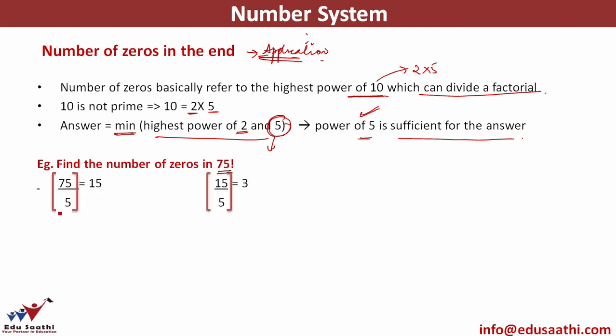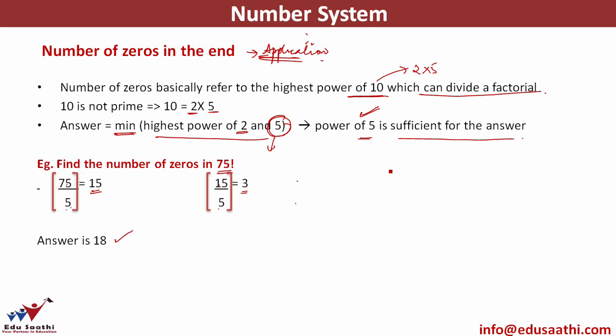I look at the highest power of 5. So 75 divided by 5 gives me 15. 15 divided by 5 gives me 3. 3 divided by 5 would give me 0. So the number of 5s are 15 plus 3, which is 18. That will be my answer. I will not look at 2.